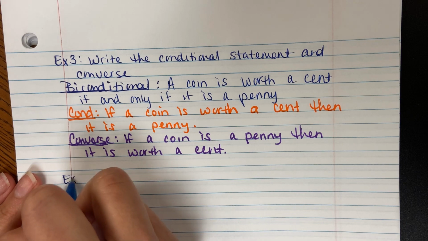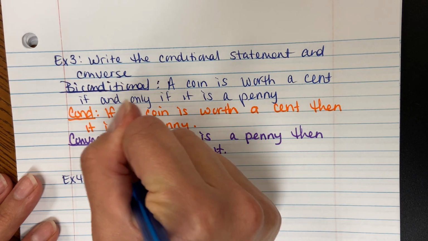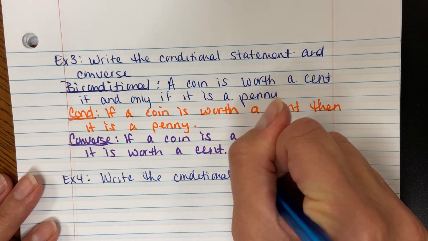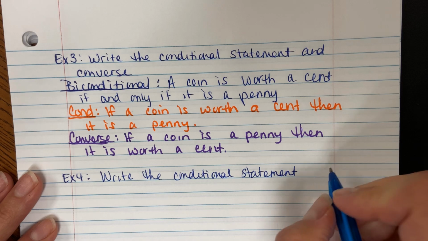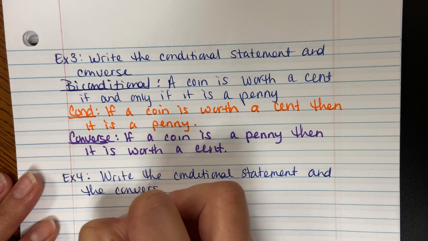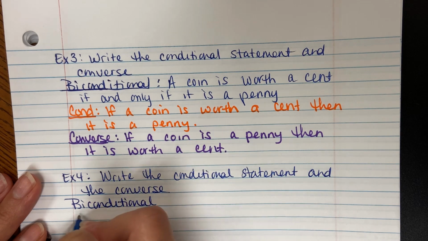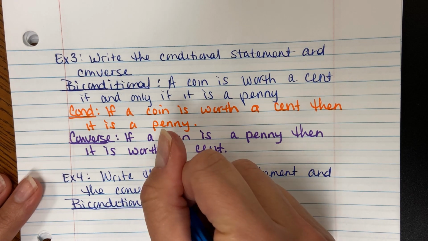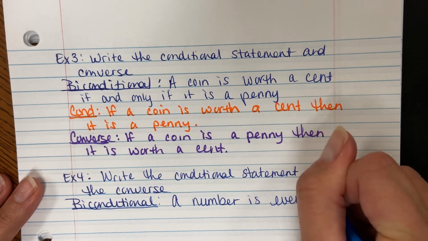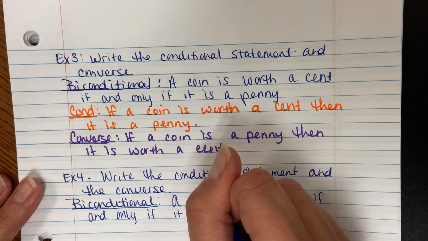One more. Same thing. Example 4. Write the conditional statement and the converse. So the biconditional, now I know I'm writing fast, make sure that you're pausing it, okay? The biconditional is a number is even if and only if it is divisible by 2.